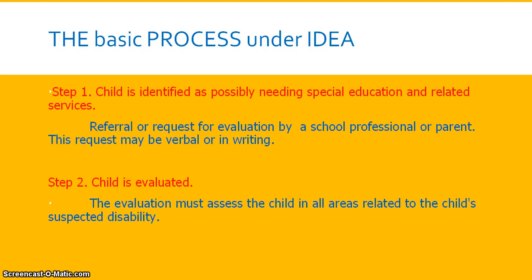Basic process under IDEA. Step 1. Child is identified as possibly needing special education and related services. Referral or request for evaluation by a school professional or parent. This request may be verbal or in writing. Step 2. Child is evaluated. The evaluation must assess the child in all areas related to the child's suspected disability.